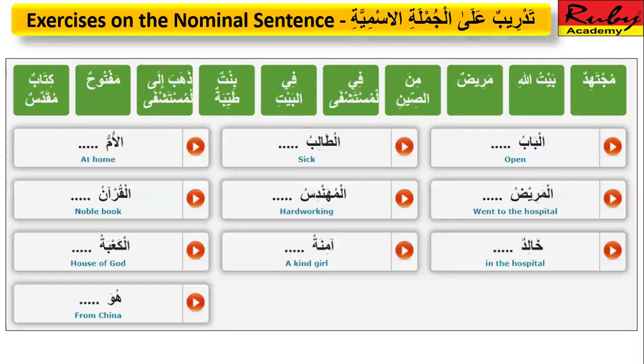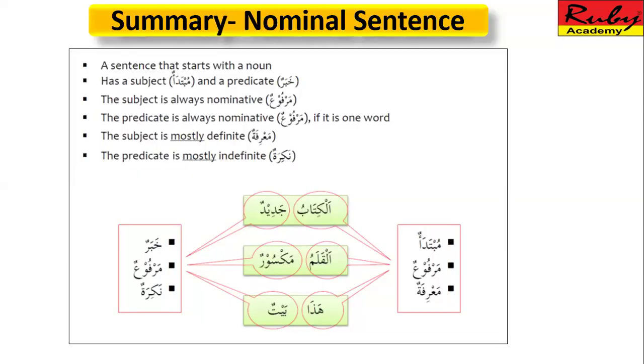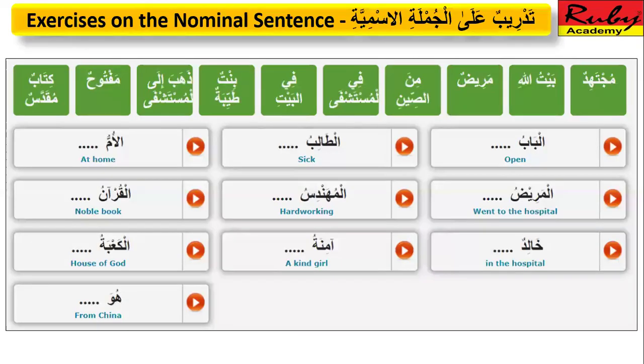So now let's take an exercise where we can make different kinds of sentences. Is it okay? Will you do it? I'll tell you, don't worry. So the subjects are given, and you need to add khabar to make it a complete sentence. Now the meaning is given at the bottom.